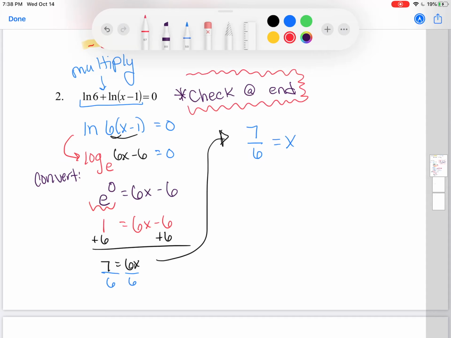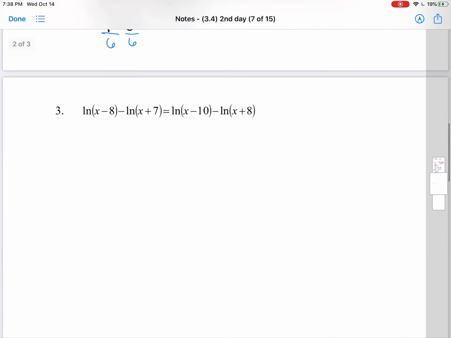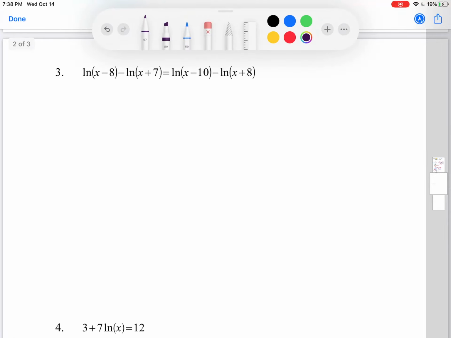Before I box this answer, though, remember what I have to do. I need to check. So I need to take that 7 over 6 and go back into the function and replace x with 7 divided by 6 and make sure that it doesn't come out as 0 and make sure it doesn't come out negative. If you do that, you will end up with 1 over 6 or the decimal, whatever that is. But regardless, it's still positive, which means I am allowed to circle that as my answer. It's going to work either way.